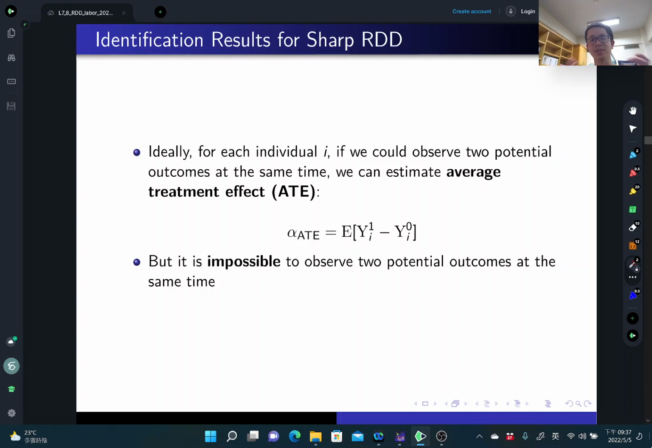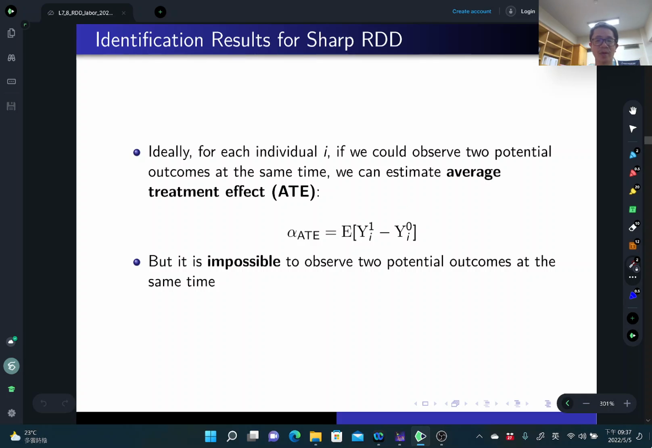So ideally, what we want is the average treatment effect. On average, we want to compare people if they can drink alcohol legally or if they cannot. So the average treatment effect is the difference in mortality between these two situations. That is very useful, and we want to know this. But the problem, which we emphasize again in this course, is that it is impossible to observe two potential outcomes at the same time. We either know their outcome when they can drink alcohol legally or when they cannot.